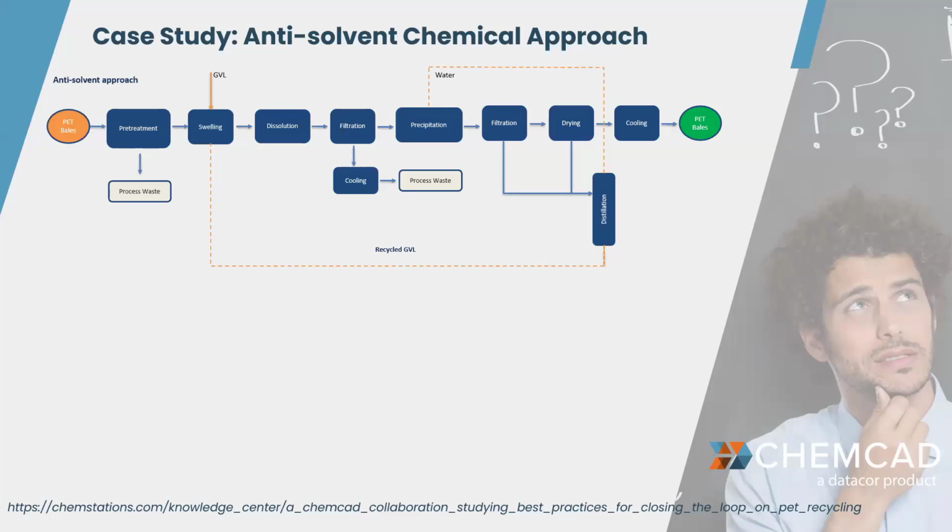For this case study, we selected simple unit operations that provided a good balance between model accuracy and computational simplicity. So in the process, as I said, there are different steps. Some of the steps will be swelling, dissolution, filtration, precipitation, another filtration of the PET, the drying, and then the recovery of the solvents.